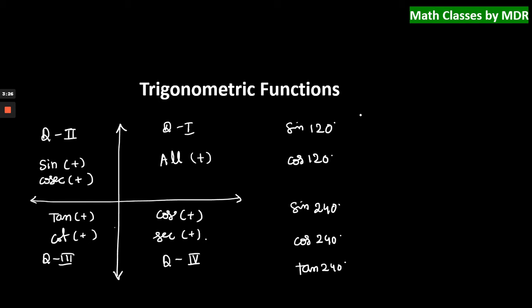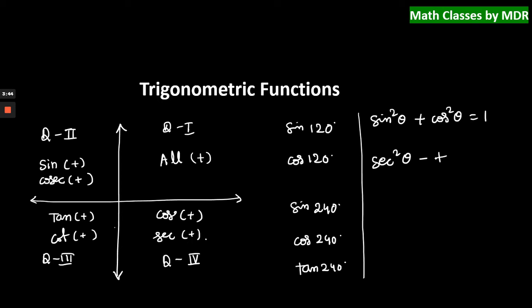And we are going to use the basic identities, that is sine square theta plus cos square theta is equal to 1, secant square theta minus tan square theta is equal to 1, and cosecant square theta minus cot square theta is equal to 1. So these basic identities we are going to use.